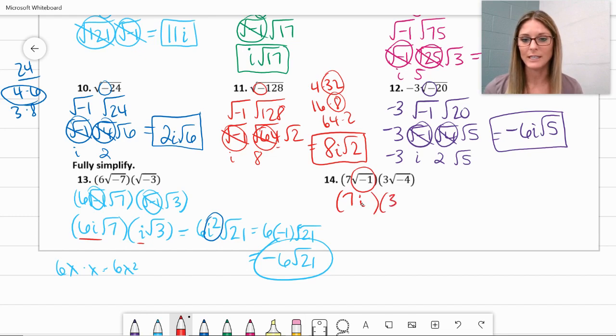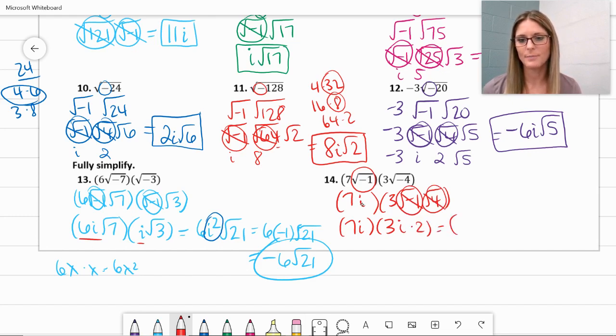Then we have 3. I'm going to break up that negative out of the radical with a +4. So I have 7i times 3. There's your i. 3i. Ooh, and that's a 2. So I'm going to have that times 2. Show all my steps here. 7i. 3 times 2, 6i. Now multiply. 7 times 6 is going to give me 42.